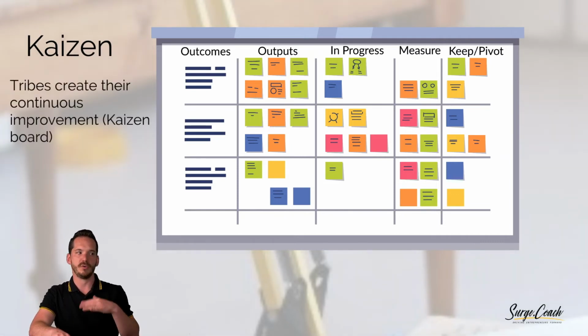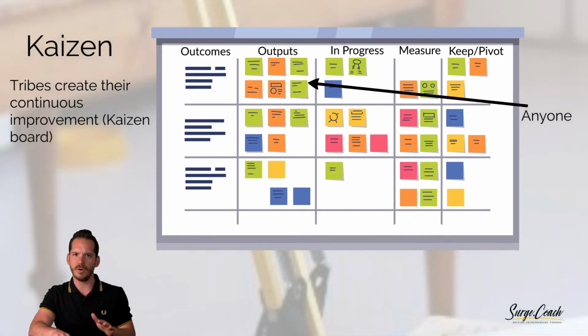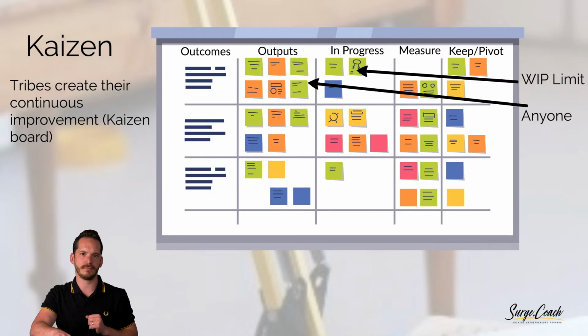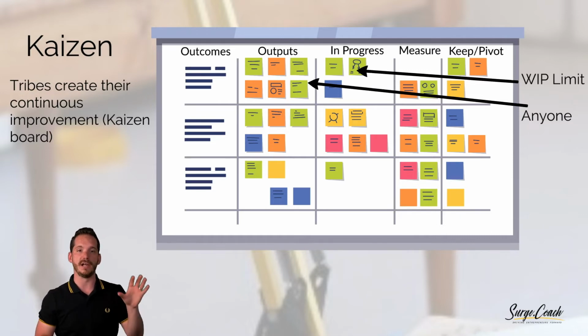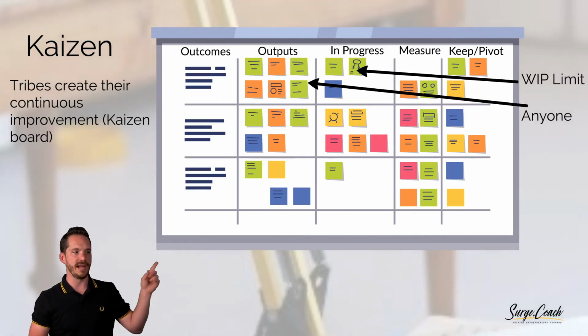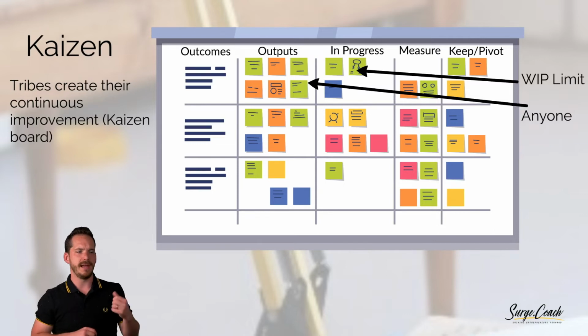Tribes create their own continuous improvement Kaizen board. Anyone can add to the outputs and have a work in progress limit. And that's as simple as it is. And this could be your projects, all your projects. This is the outcomes you're looking to achieve at a strategic level. These are all the outputs that you think with different projects. And you're going to have 3 projects in flight.